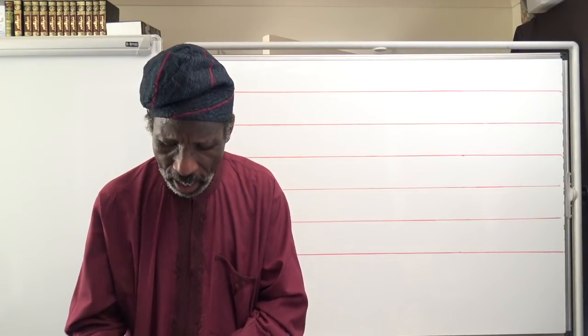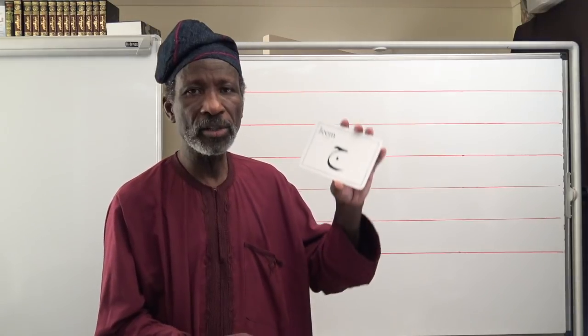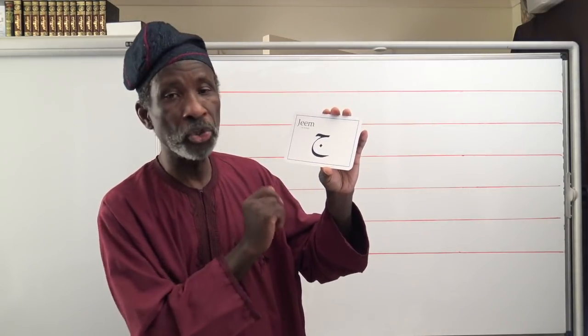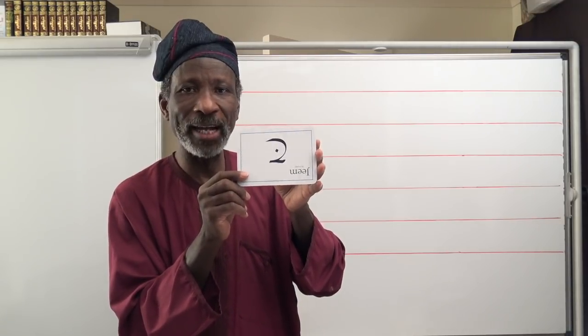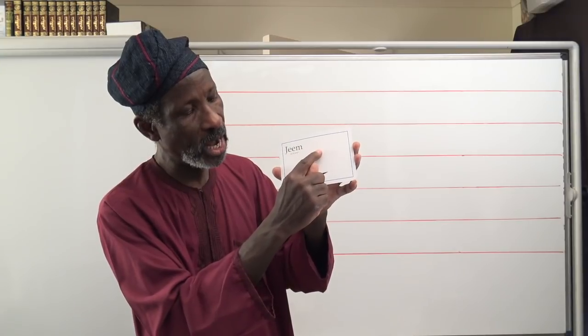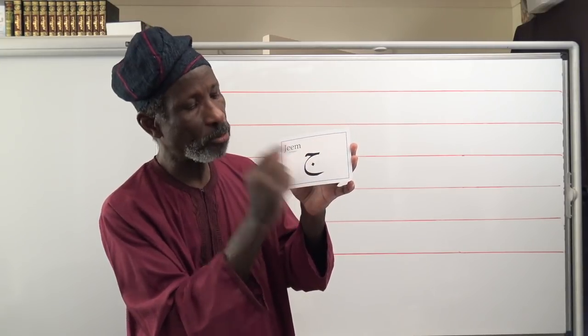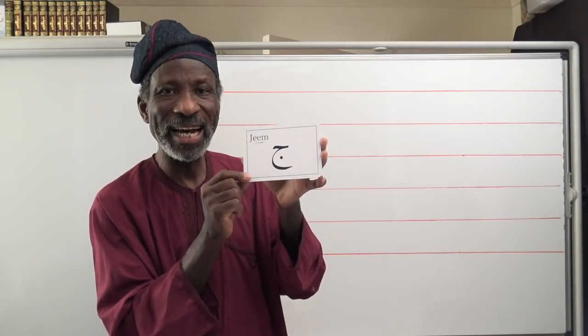Now let's move to another family of letters. The first, there are three there, is Jim. If you look at it, it's like an upside-down two. That's the shape. When you're writing, you start with the top first, and then that's a capital C, and then you put your dot inside. That's letter Jim.